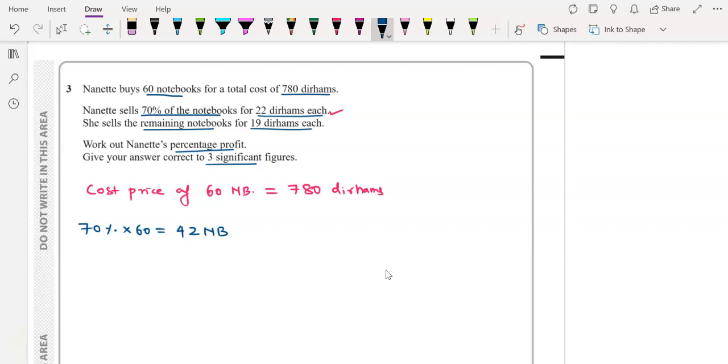So we can find the selling price of 42 notebooks. Each is sold for 22. So the total sale proceed by selling these 42 notebooks is 42 times 22. That will give you 924 dirhams.